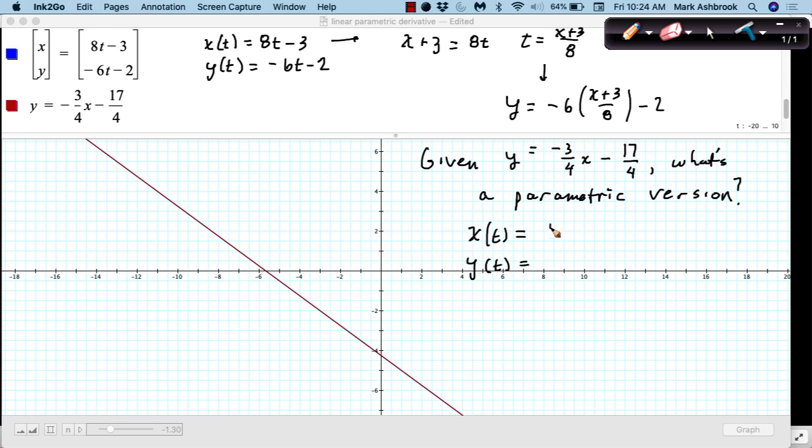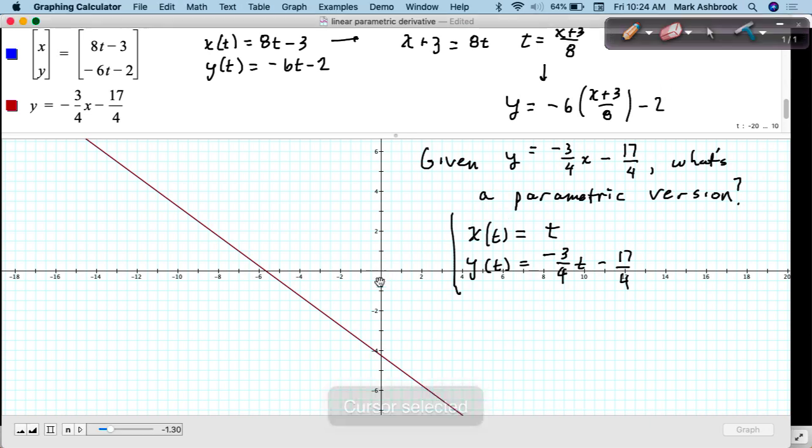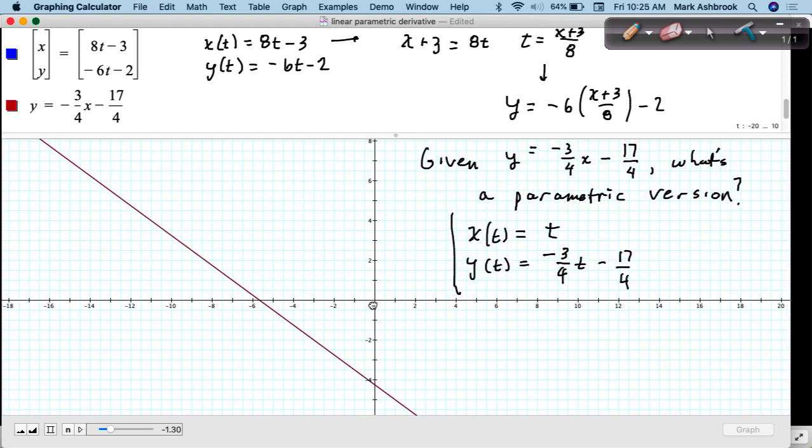What if we said x was t? Then what would y be? Negative 3/4. Is it a parametric function? Does that fit our form of a parametric function? Yeah. You got x as a function of t, y as a function of t.